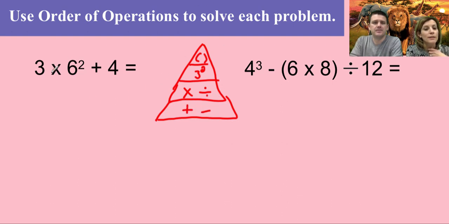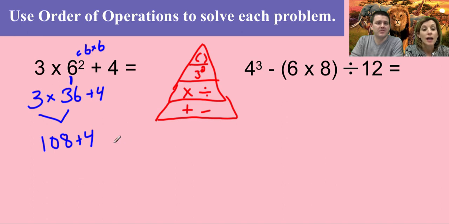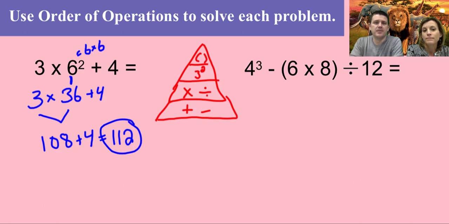So in our first problem, we have no grouping symbols, so our first step would be the 6 squared. Remember, that is not 6 times 2, that's 6 times 6. So we're going to do that first, and we're going to make that 36. We're left with multiplication and addition. Our next step would be to multiply 36 times 3. That should be, what, 108? And 108 plus 4 is 112. And I'm done with the problem.